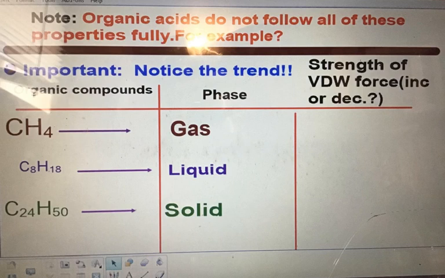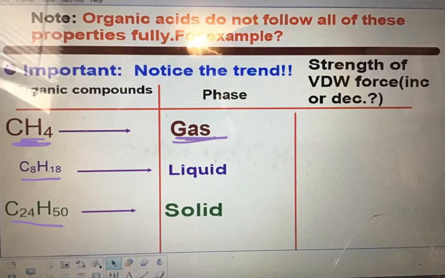Now let's look at this table right here, guys. We have CH4, we have C8H18, and we have C24H50. Now notice this CH4, methane, natural gas, is in the gas phase. Natural gas, methane, in the gas phase.